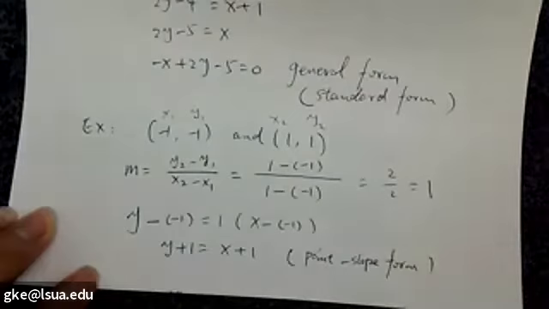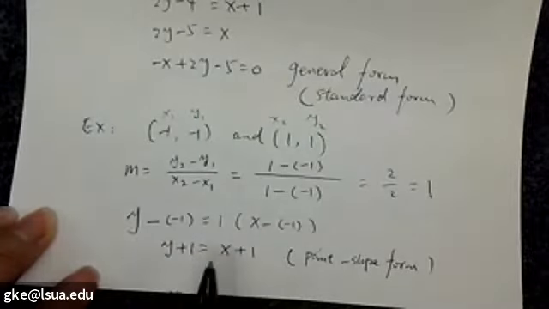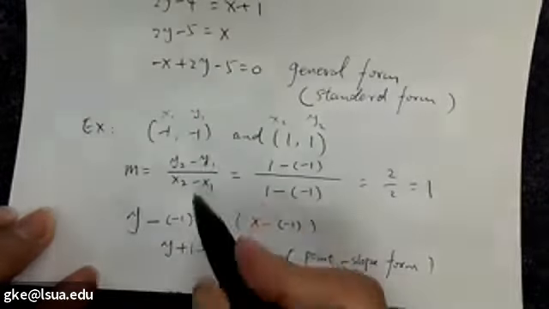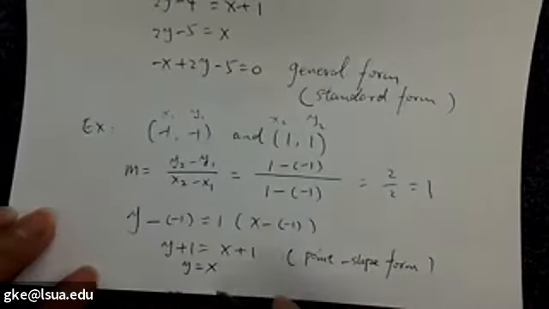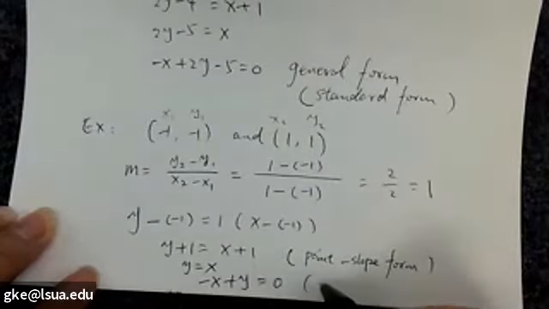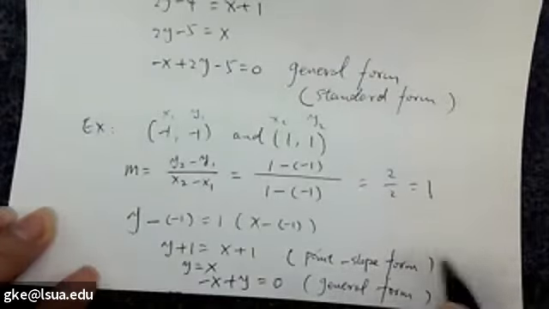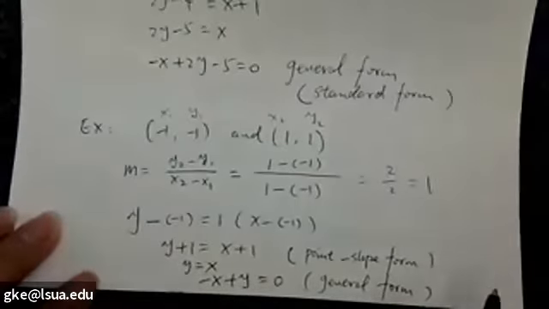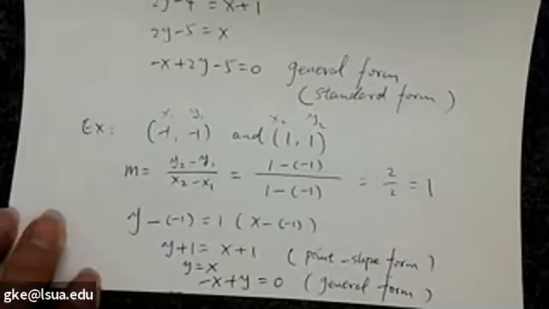And some of you might want to transform to other form. So what are we gonna do? Subtract 1 for both sides. Okay, and then subtract the x for both sides. And this one we call the general form. Okay, general form or standard form. Okay, standard form.